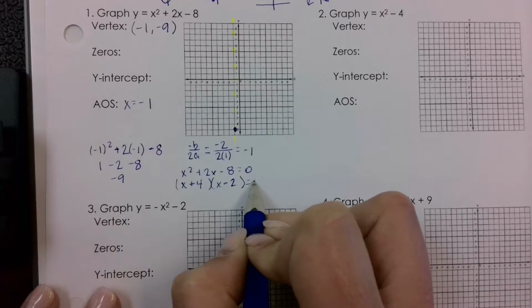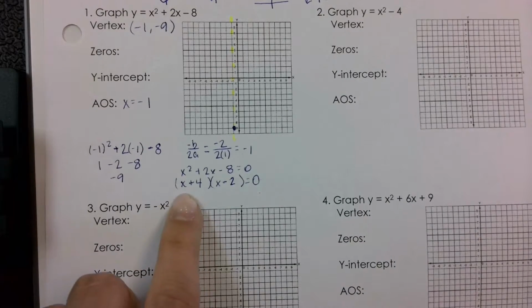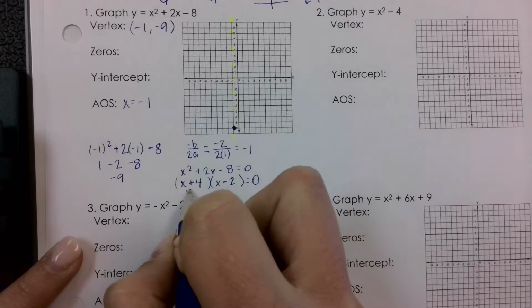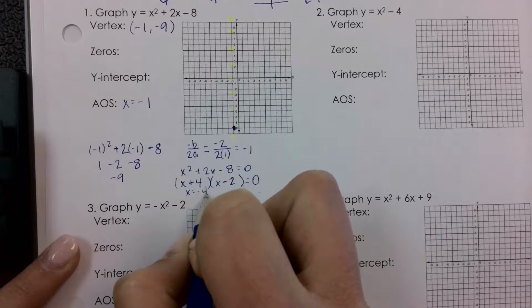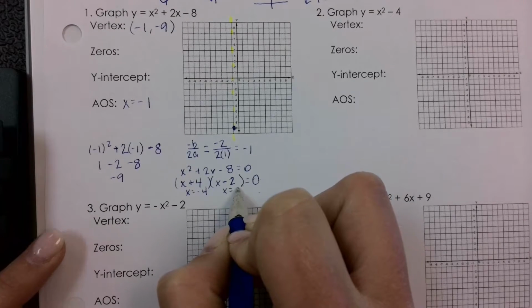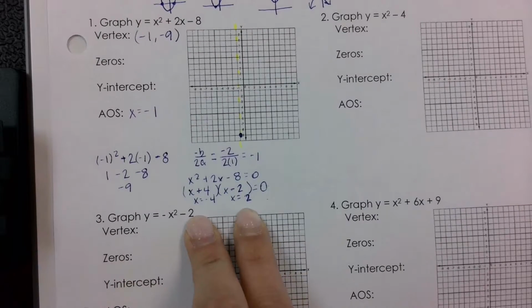Once you factor, what do you do? Set your factors to 0 and solve. So when we say x plus 4 equals 0 and you solve, what do you get? X is -4. When you have x minus 2 equals 0, what do you get? X equals +2. So those are where we cross the x-axis.